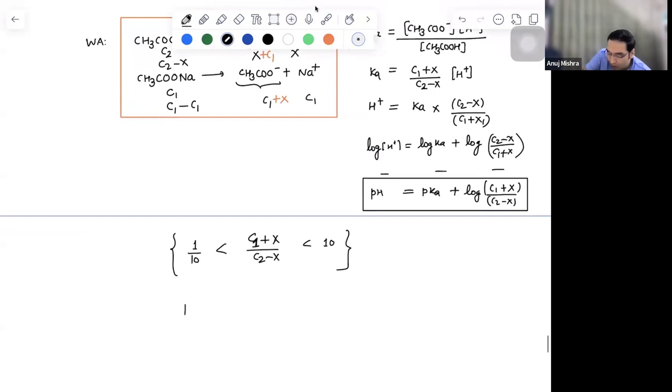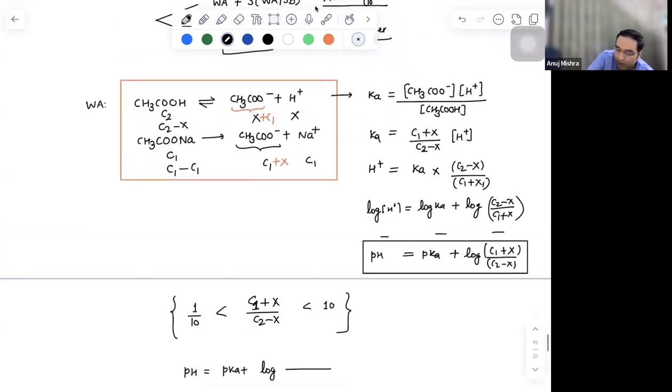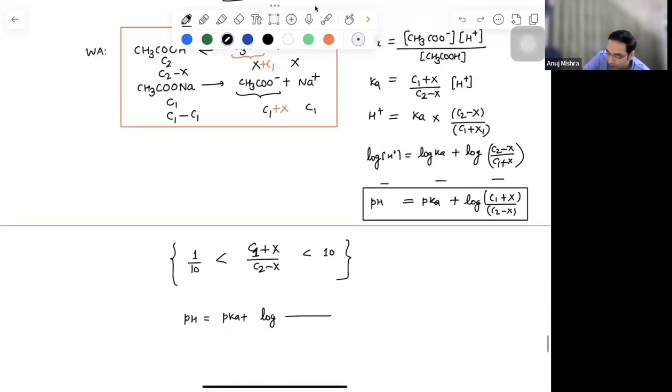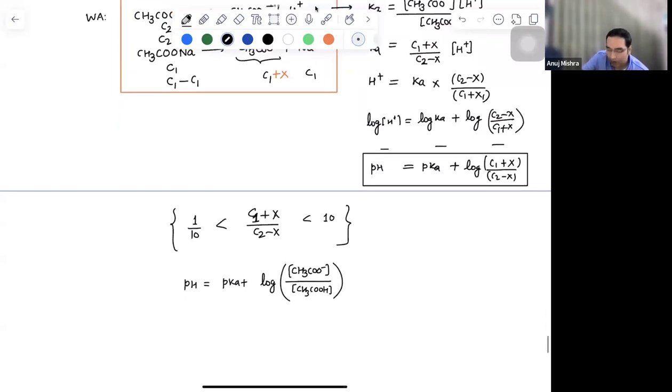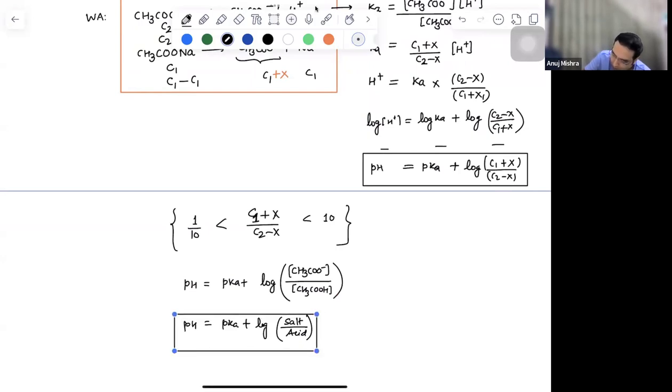We can also observe that pH is pKa plus log of concentration of C1 plus x, which is what? Can I say CH3COO minus part, upon CH3COOH part. Okay? This is called pKa plus log of salt by acid, is known as pH.